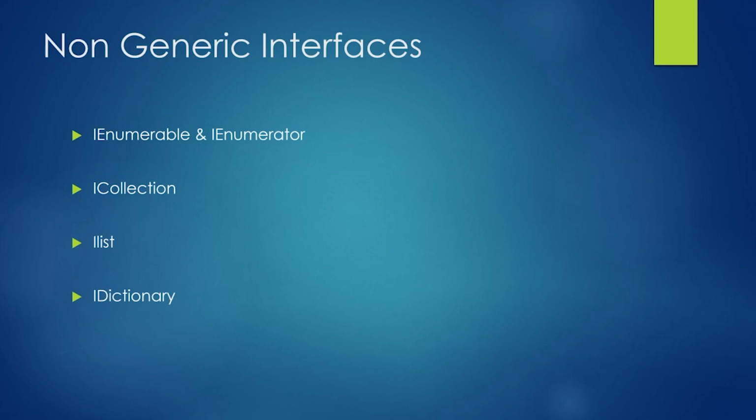It doesn't have any particular order, and the keys are objects, as are the values inside of it. I'd recommend not using the non-generic interfaces primarily, although you'll find when you're implementing your own collection types, you will need to implement these interfaces as well as the generic ones.